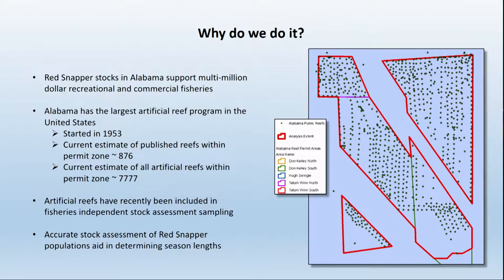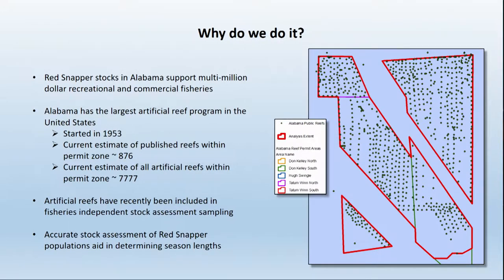So why do we do this? You'll see in this graphic here, I've gone ahead and highlighted where the analysis extent will take place. The reason why we do this is because red snapper stocks in Alabama support multi-million dollar recreational and commercial fisheries. And it's believed that all of this is due to the Alabama Artificial Reef Permit Program, because the vast majority of habitat that's located within the permit zone is going to be artificial reefs.